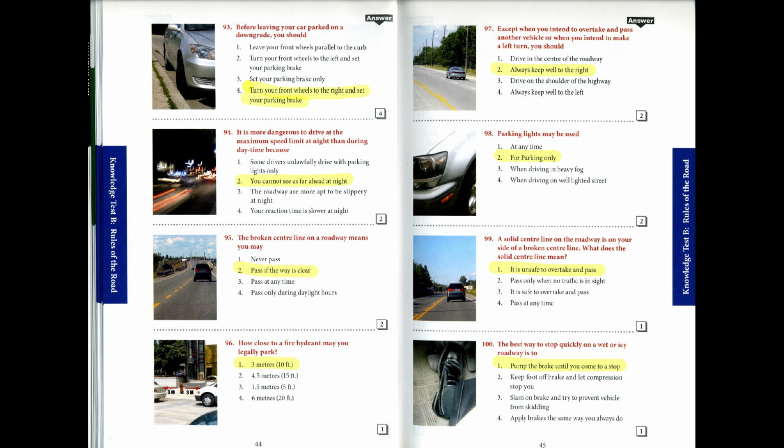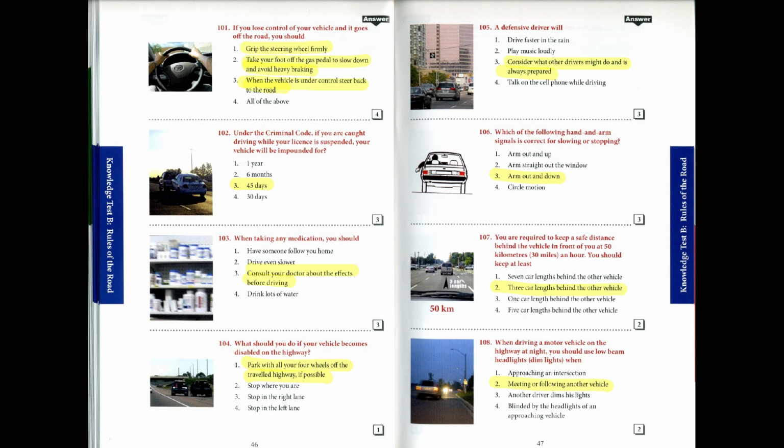Number 100. The best way to stop quickly on a wet or icy roadway is to pump the brake until you come to a stop. Number 101. If you lose control of your vehicle and it goes off the road, you should grip the steering wheel firmly. Take your foot off the gas pedal to slow down and avoid heavy braking. When the vehicle is under control, steer back to the road.